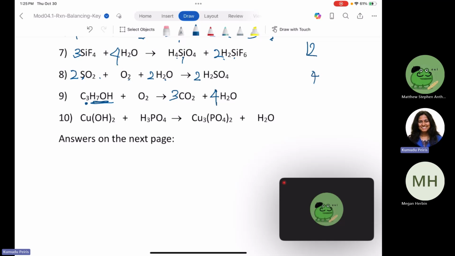Right. So then how many oxygens? 4 plus 3 by 2, 6, 10. Therefore, this should be 5. Okay. Questions? Right. We'll move to the next one.